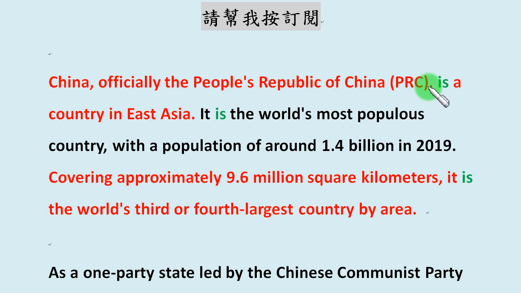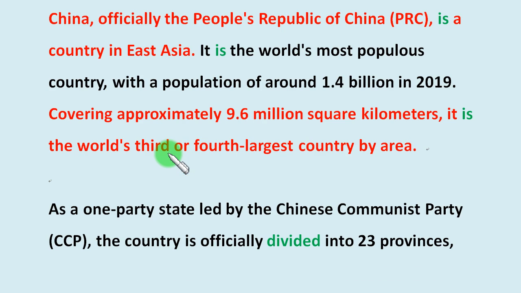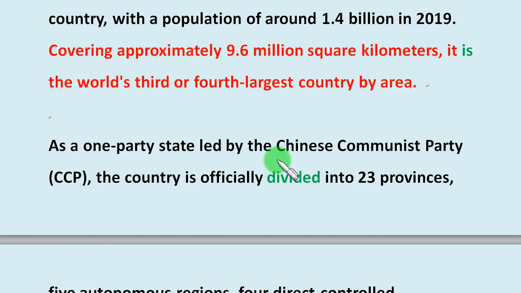我这边顺带说明了，动词全部用绿色标起来，这样我们比较容易阅读。It is the world's most populous country, with a population around 1.4 billion in 2019. Covering approximately 9.6 million square kilometers. It is the world's third or fourth largest country by area.